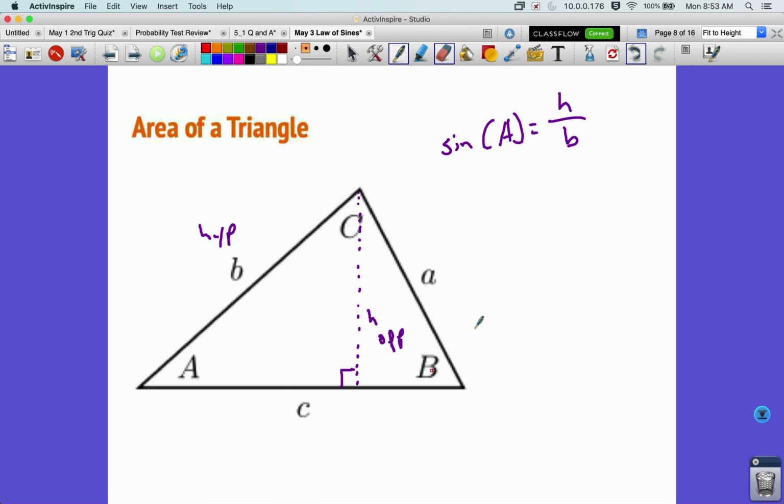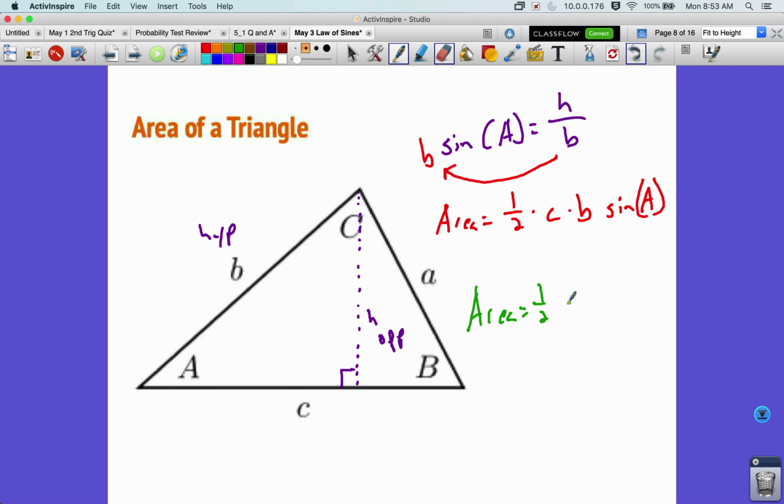But now I want a formula that doesn't use h. So the area of this triangle would now be 1/2 base. The base of this triangle is c, times the height. So let's solve this for the height. I'm going to multiply b to both sides. Just bring the b over here, and this becomes b sine A. And then I want these to go in alphabetical order. So I get my formula: Area equals 1/2 bc sine A.